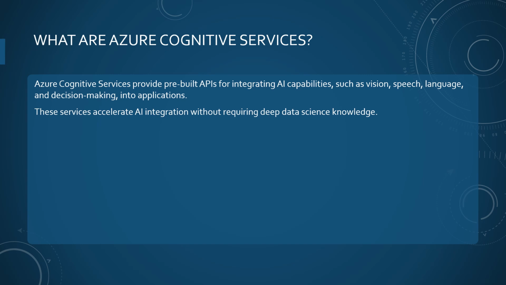What is Azure Cognitive Services? So Azure Cognitive Services provides pre-built APIs for integrating AI capabilities such as vision, speech, language, and decision making into applications. These services accelerate AI integration without requiring deep data science knowledge.